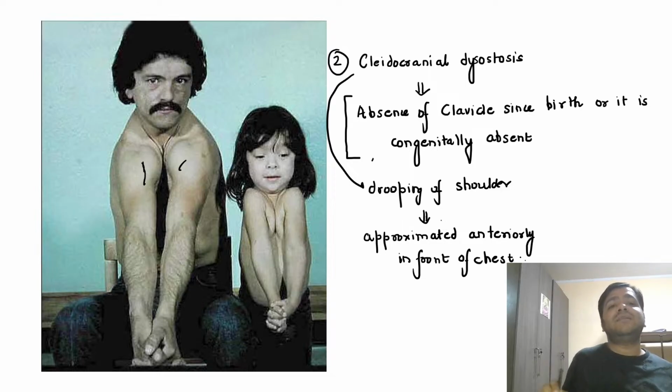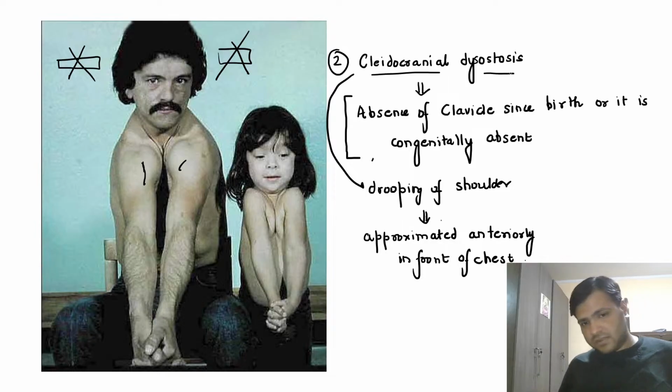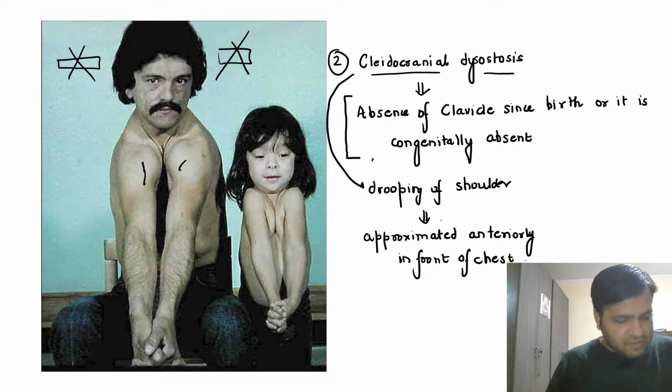One time in the exam, they have not given this picture, they have given an X-ray also. Guys, in the X-ray they have asked to identify the condition below. So guys, you can very well see in this condition that there is no clavicle. If in the X-ray you don't see the clavicle, obviously it will be cleidocranial dysostosis. So I hope this is clear to everyone.